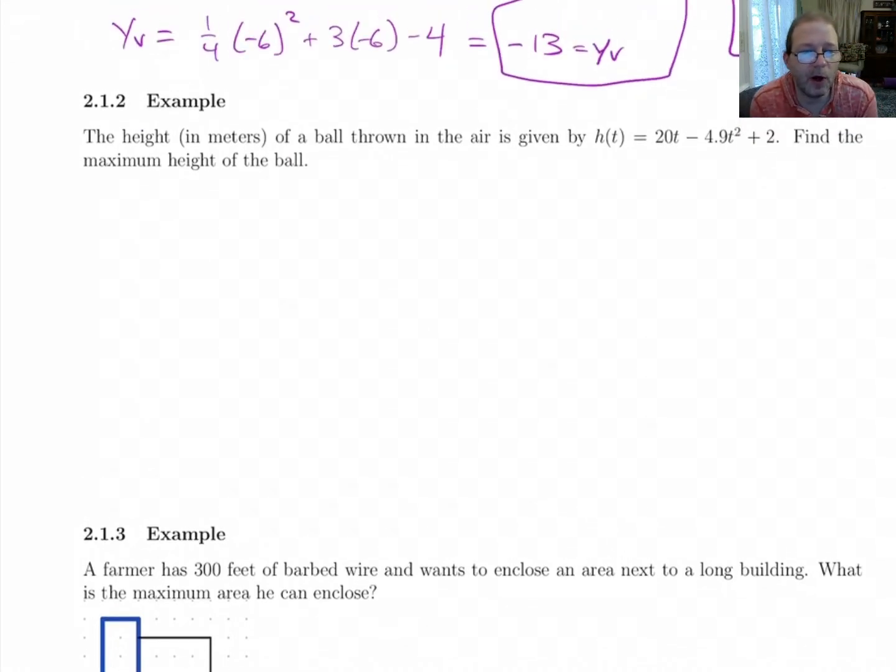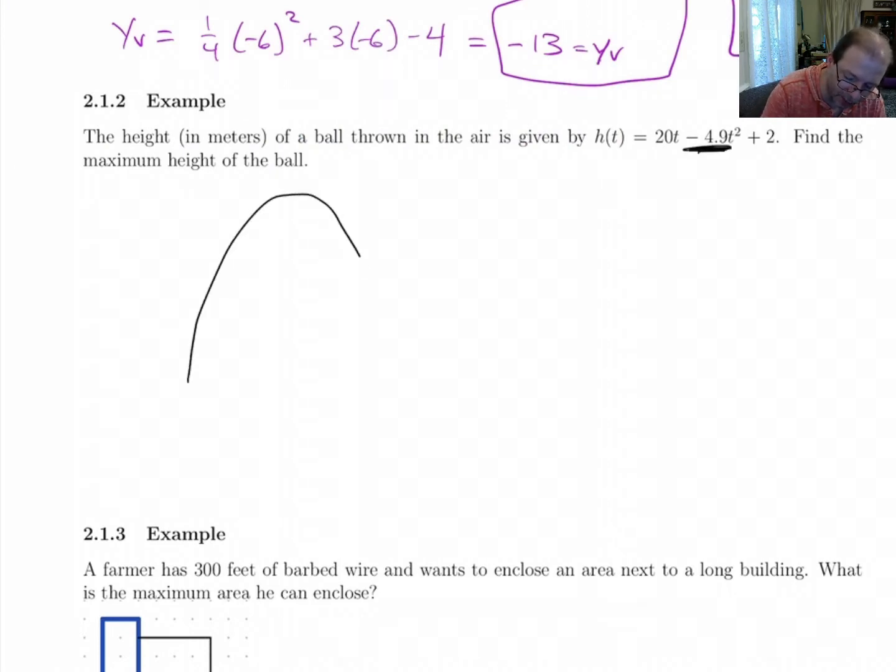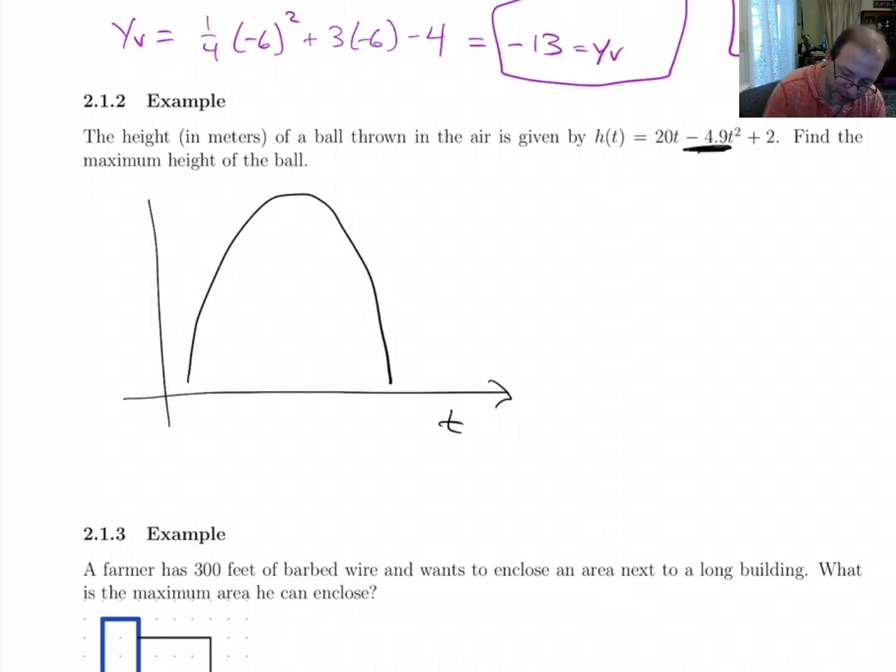The height in meters of a ball thrown in the air is given by this function. Find the maximum height of the ball. All right, so if you think about what this says, a ball is thrown up in the air and its height is given by this quadratic function. That makes pretty good sense because a in this case is negative, so that means it's a parabola that's going to open downward. So you can think of this as time goes on, the ball is going to start here, and then it's going to go up, and then it's going to come down.